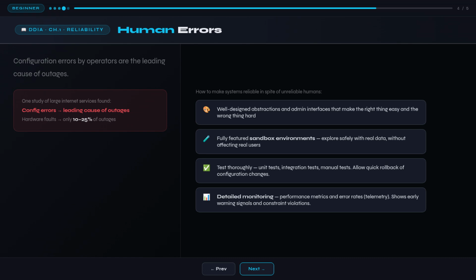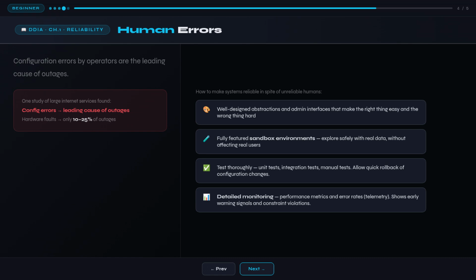Fourth, allow quick and easy recovery. When someone makes a mistake, the cost of that mistake is directly proportional to how long it takes to undo. Fast rollback of configuration changes. Gradual code rollouts that only expose new behavior to a small percentage of users at first. Tools that let you recompute data if you discover the old computation had a bug. The faster you can reverse a bad change, the less damage any given mistake can cause.